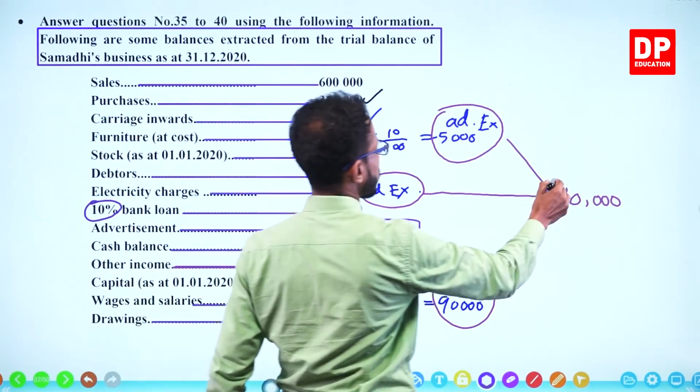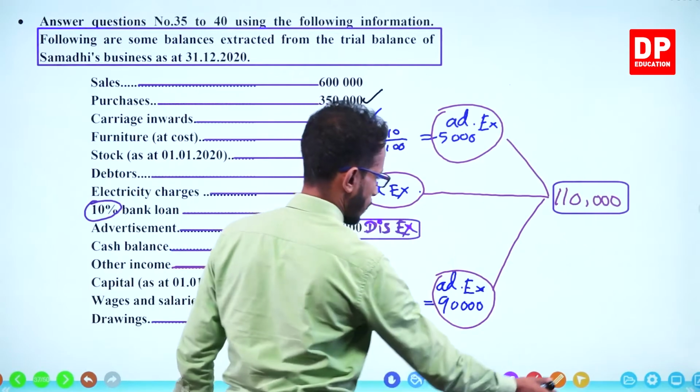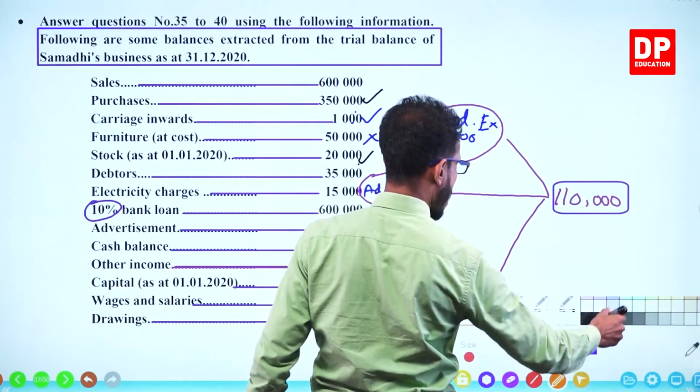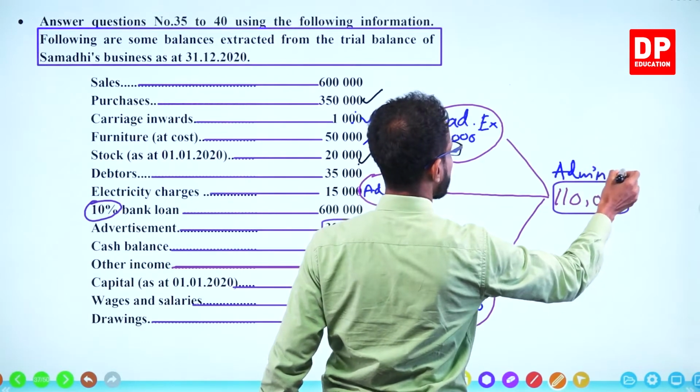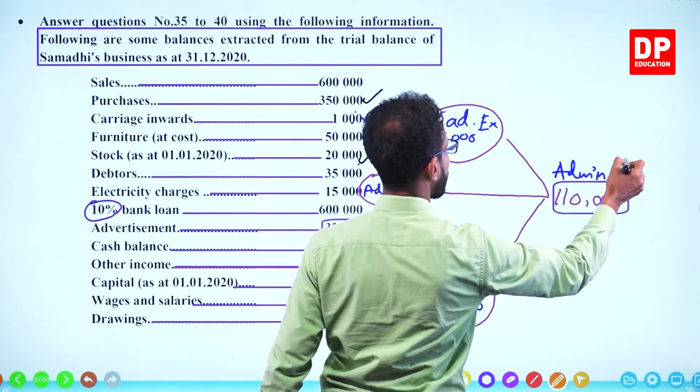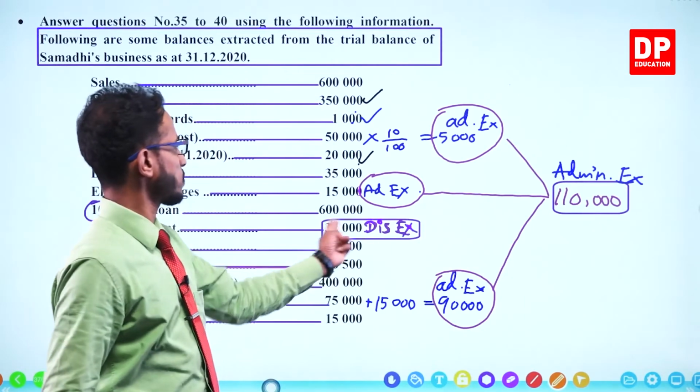This is the admin expenses total. Administration expenses total. Okay, this is the distribution expenses total.